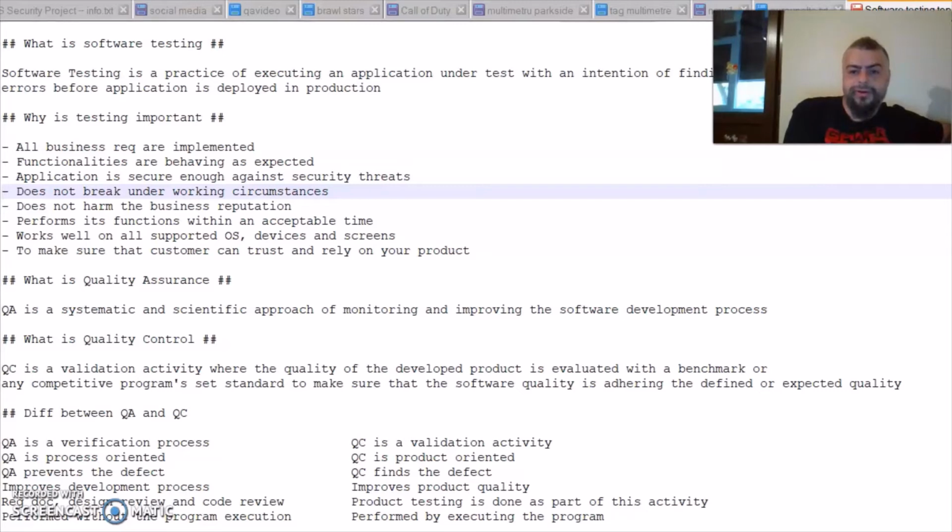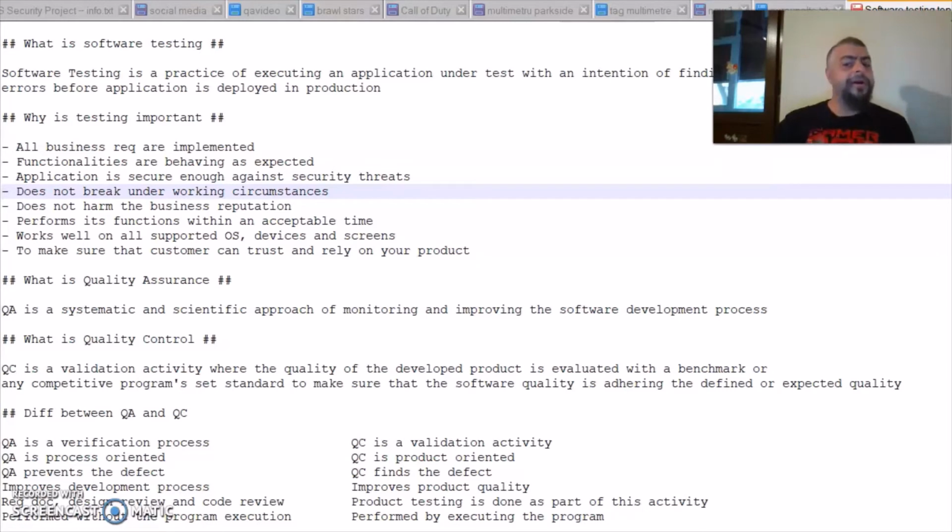You have to make sure that certain security thresholds are attained. Hackers cannot get behind your application and start misbehaving with the customer's environment of multiple systems. It does not break under working circumstances. So this is pretty much self-explanatory, but again, it's based on the business requirement list that you get, right?